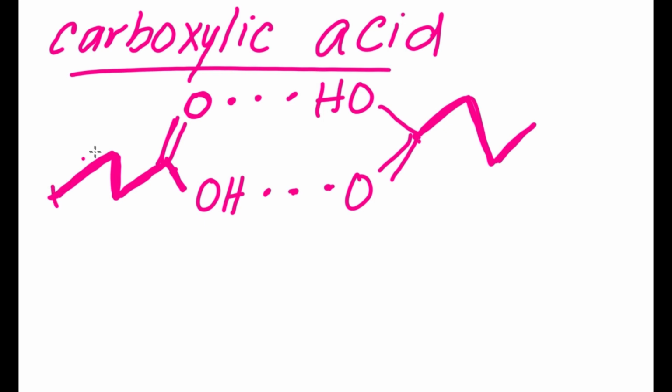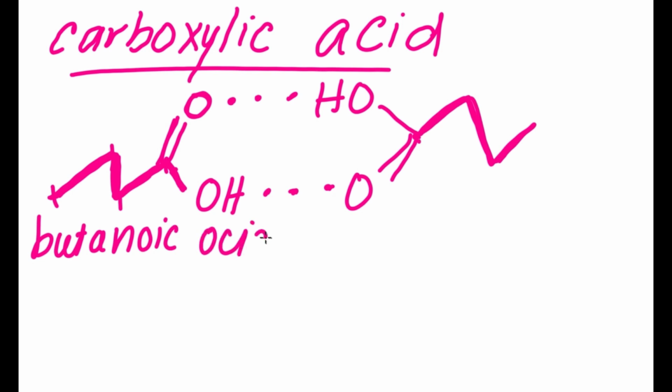We see 1, 2, 3, 4 carbons. Remember that the prefix for 4 is but. And we got alkane chains, butanoic acid. Same on both sides. And because we have 2 of the same carboxylic acids hydrogen bonding, this is called a dimer.